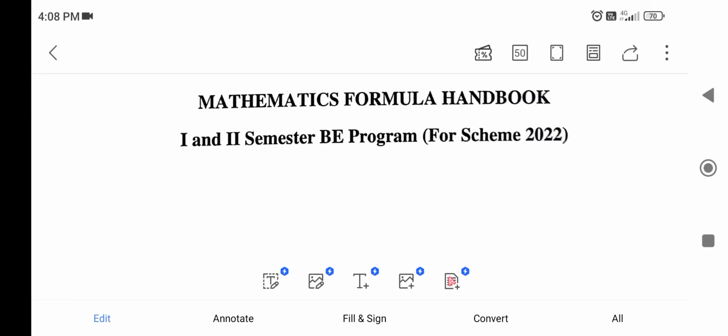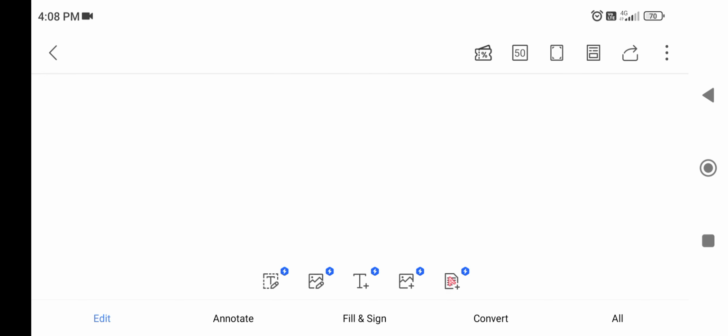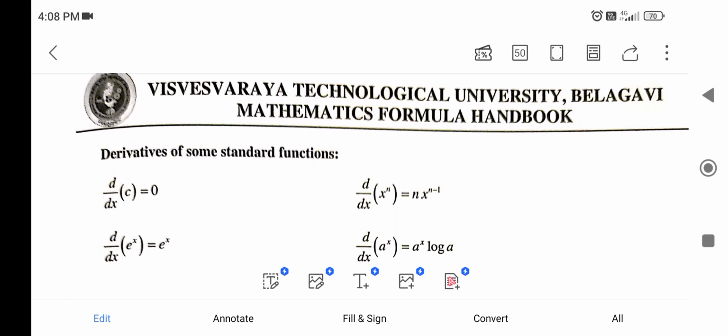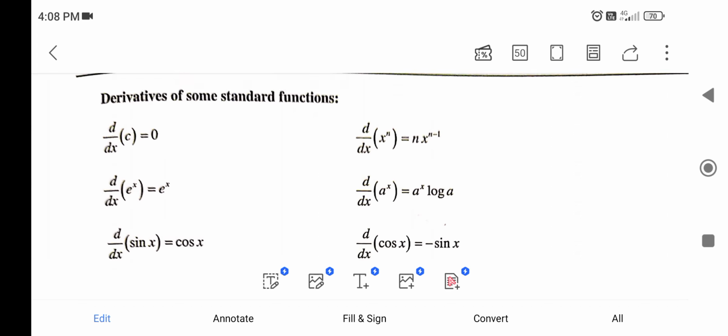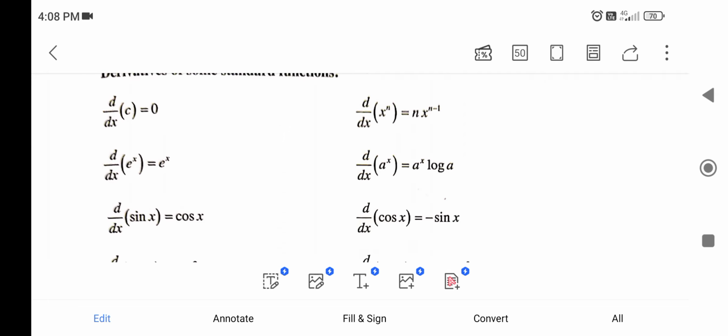Hi friends, Mathematics Formula Handbook, first and second semester BE program, first scheme 2022. These formulas help for your exams: derivations of some standard functions. Write down in your notes.